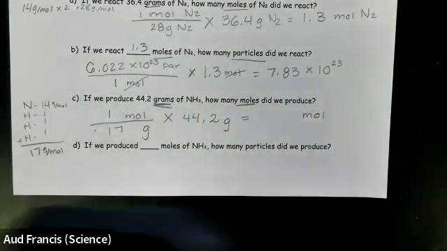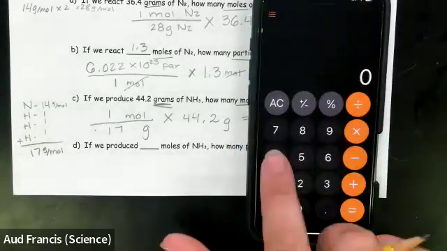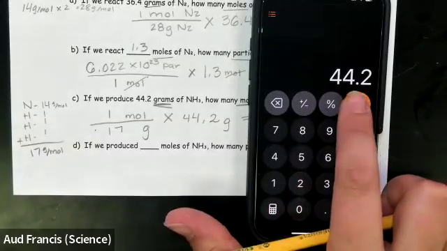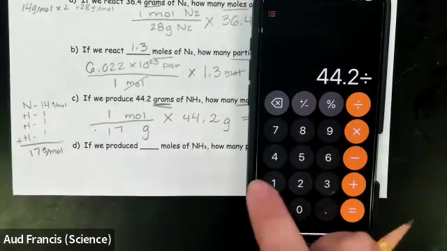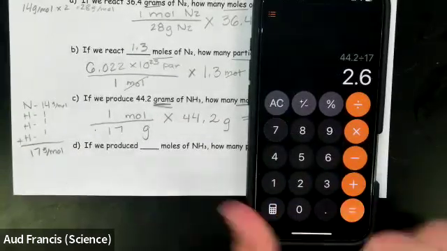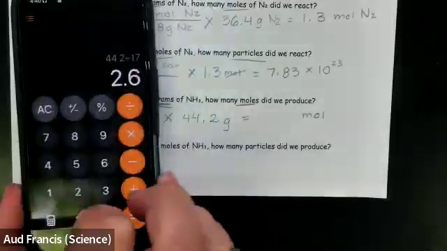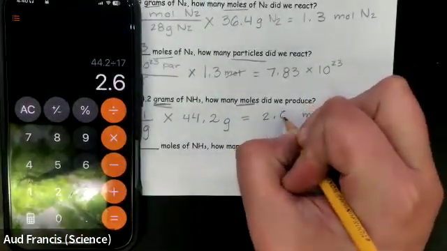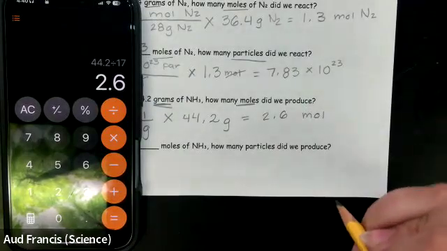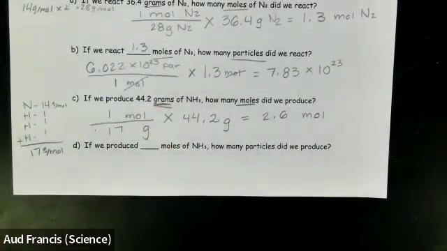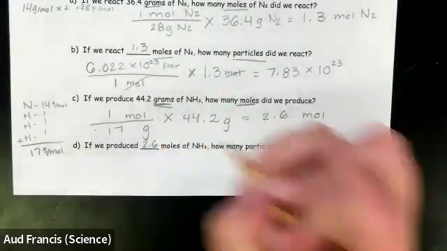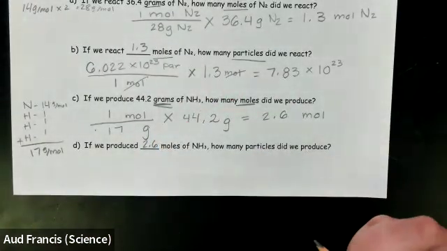44.2 grams times 1 is going to be 44.2 divided by 17 gives me 2.6 moles here. All right, neat. If we produce 2.6 moles of ammonia, how many particles did we get?